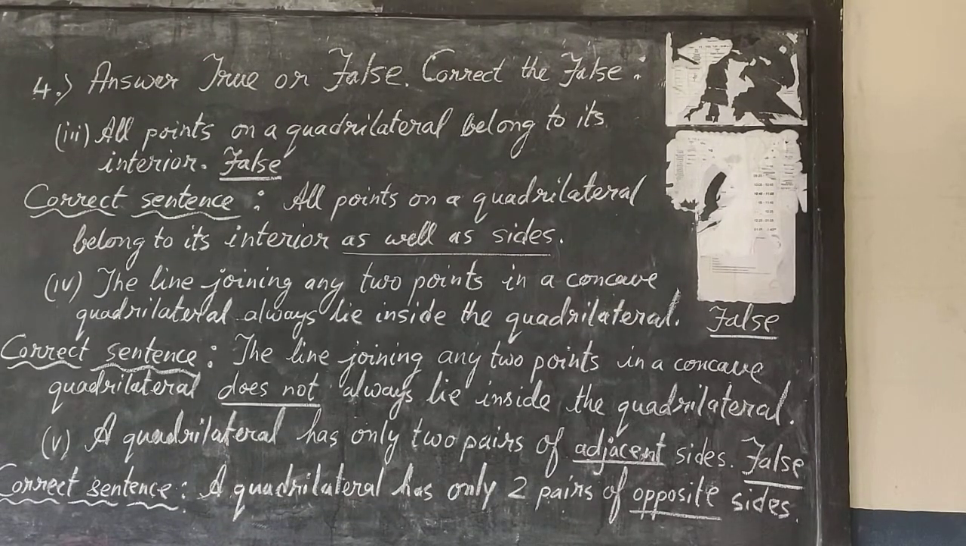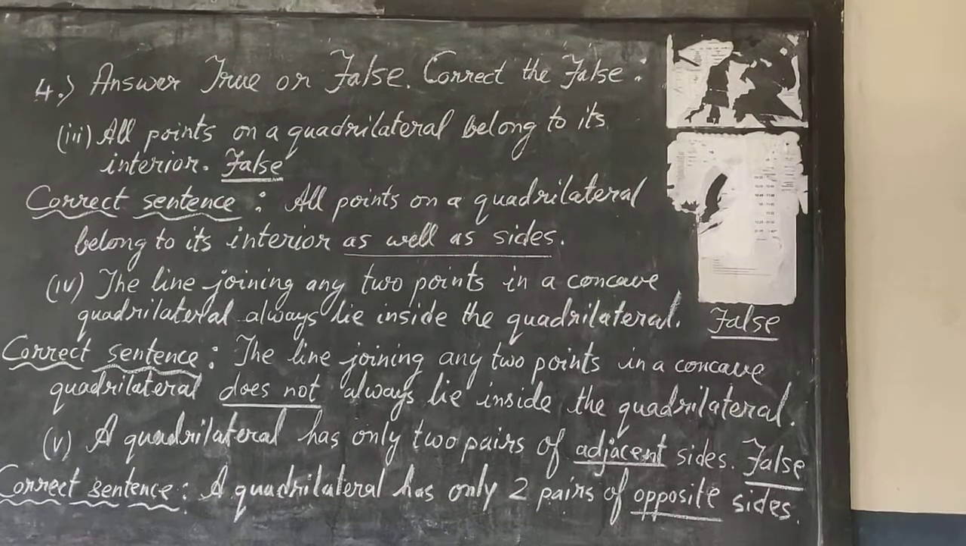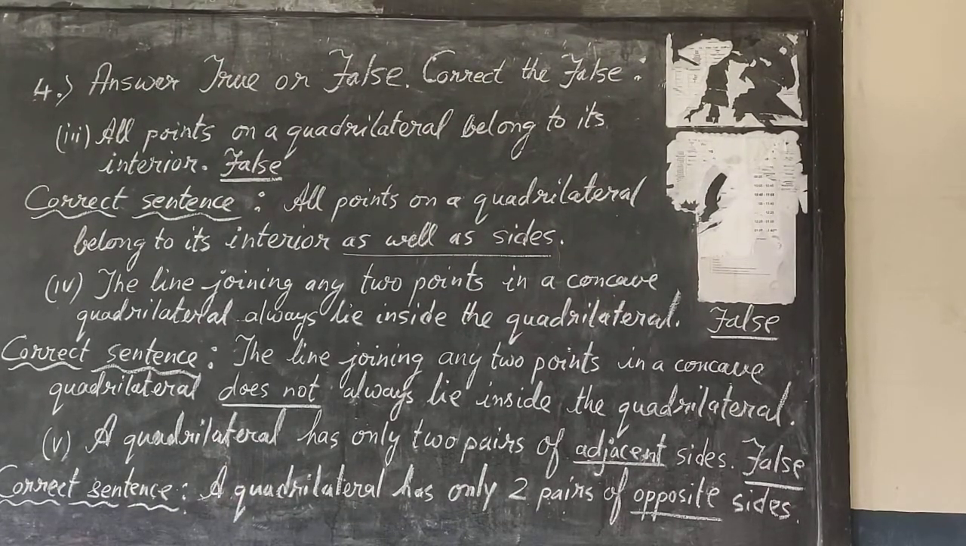Okay, there is a slight correction in the numbering. This question 4 part 3 we had actually missed. Let us discuss that. All points on a quadrilateral belong to its interior. No, not only interior. We had studied that all points in a quadrilateral belong to the borderline, that is the four sides, as well as the interior. That is called the quadrilateral region. Remember, like the triangular region, we have the quadrilateral region also. In that, all the points belong to the borderline as well as the inside.